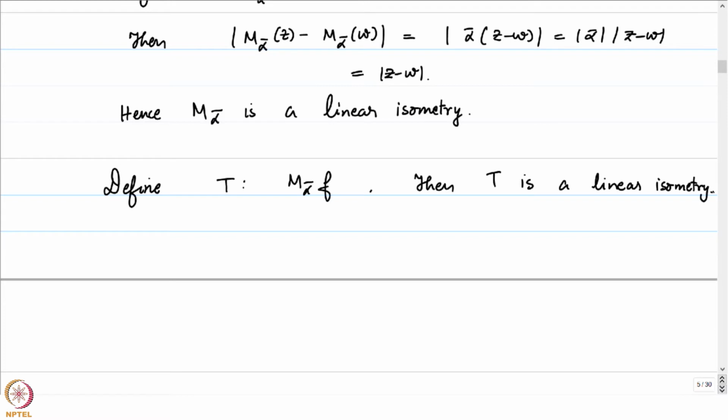Okay, that is good, because T has some nice properties. What will be T of 1? Let's see what T of 1 is. T of 1 is M alpha bar of f of 1, which is alpha bar times f of 1. But we picked alpha to be f of 1. So this is equal to alpha bar times alpha, which is equal to the absolute value of alpha squared, which is 1. And therefore T is now a linear isometry which fixes both the origin and the complex number 1.